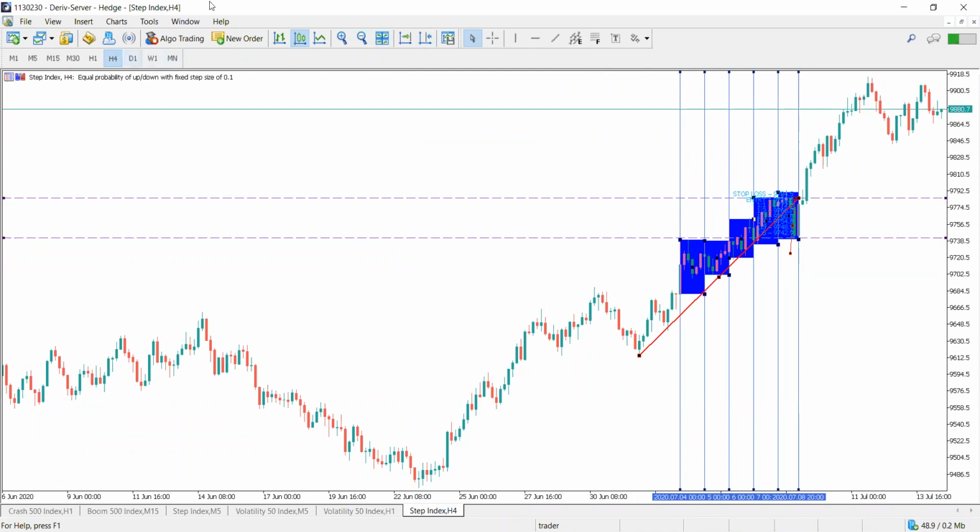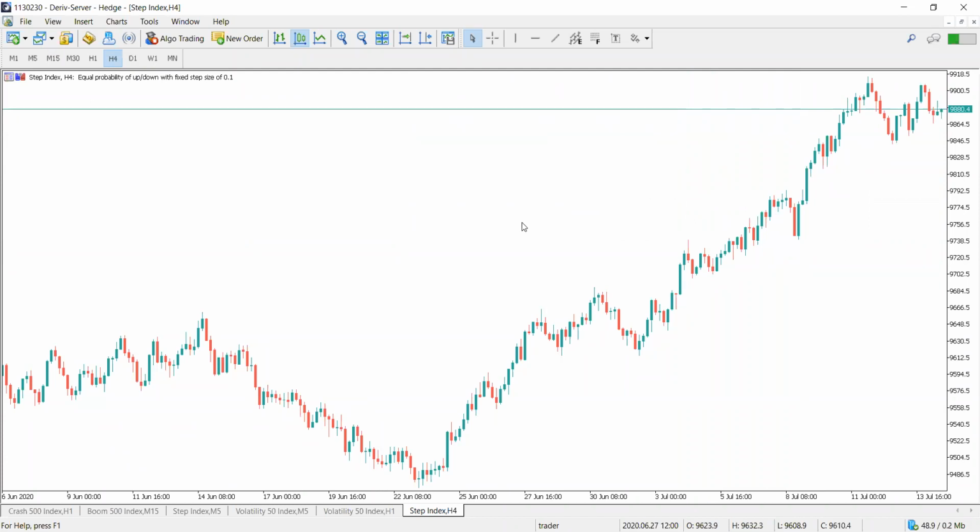This is my H4. Remember what I said with H4? With H4, we look for the overall direction. First things first, on H4 we look for the overall direction of the market. That is your H4. On the second time frame, you look for the behavior of that particular market structure.